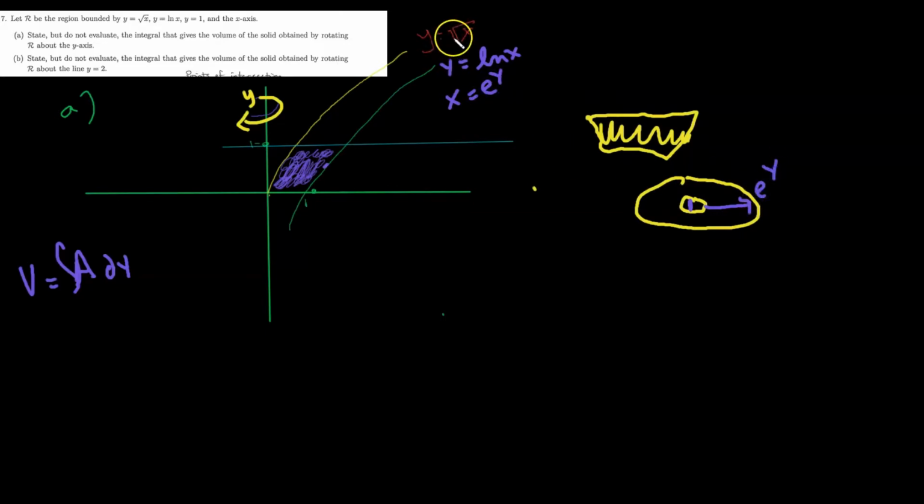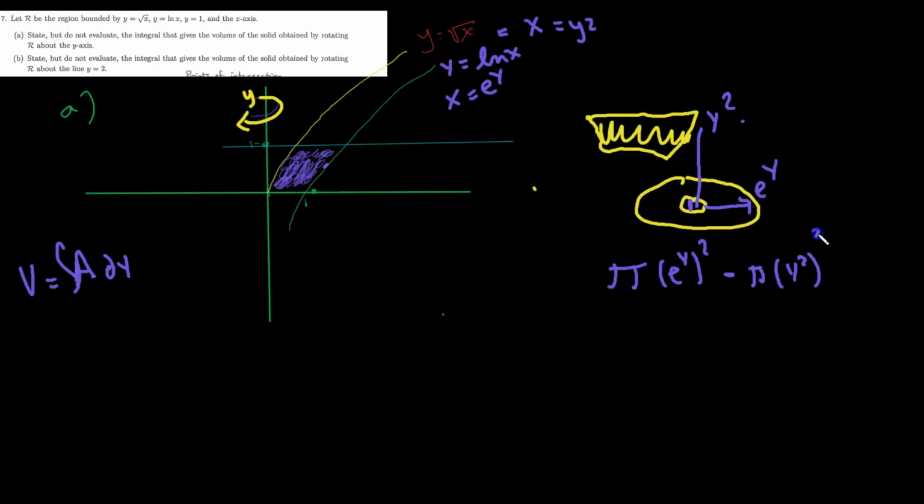And if we do the same for the other function, because that's the inner radius, we get x equals y squared. That's our inner radius, y squared. So now we've got outer disk pi (e to the y) squared minus inner disk pi (y squared) squared. So it's not that bad. It's a pretty easy problem. We've set it up. Now just write the integral.